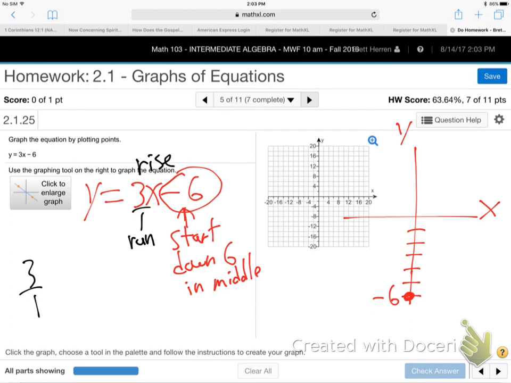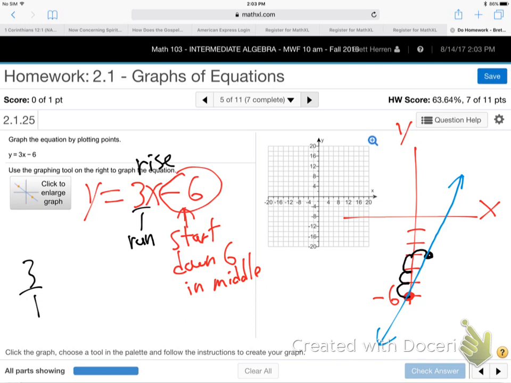So I've already got my 1 dot down here at minus 6. So then I just go up 3 over 1. There's my second. You could get even more dots, but why bother? We got enough. There's our 2 dots. Just connect the dots now. And we've got our line.